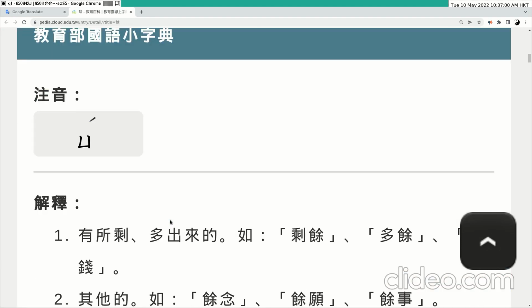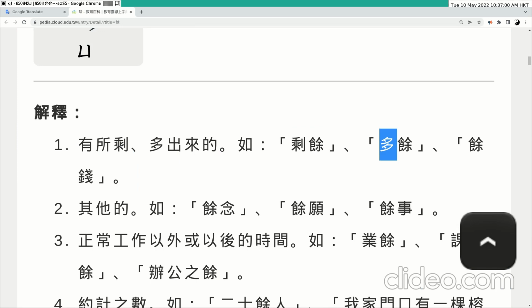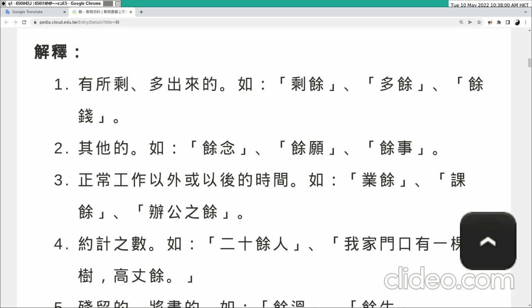The meaning is excess, something like this. Over, and that's called Duo Yu. Duo Yu is something unnecessary. If you do something and it's Duo Yu, it means it's not necessary, doing something extra that is not helpful. Yu Qian is money that we store, the money left over after deducting the basic necessities. Yu Nian, Yu Yuan, Yu Shi, any extra meaning and extra work, and so on.